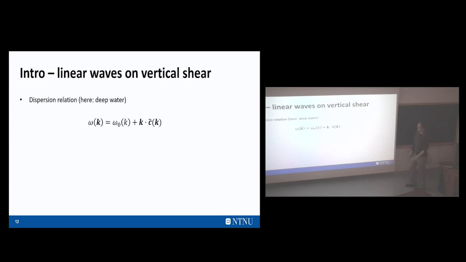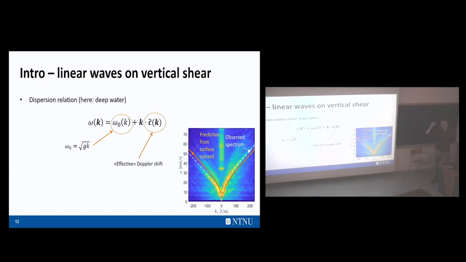So the dispersion relation, as we're sort of used to it, has the dispersion relation we know and love without current, and then there is a Doppler shift type of construction. However, when there is variation in current, then this effective Doppler shift depends crucially on the wave number.